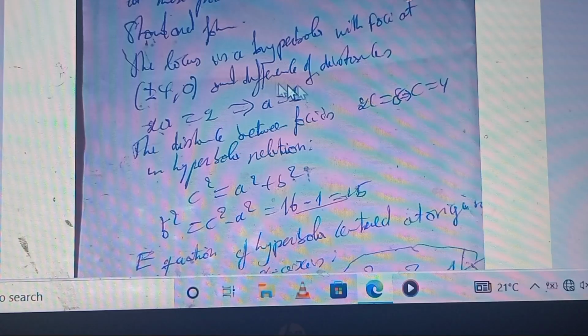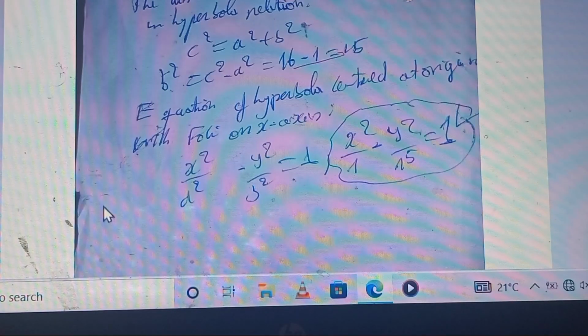So the difference of distances is 2a equal to 2. Then a is equal to 1. Then the distance between the foci, 2c, is equal to 8, which means c equals 4. According to the hyperbola relation, c square is equal to a square plus b square. So b square is equal to c square minus a square, which is 16 minus 1, you get 15.